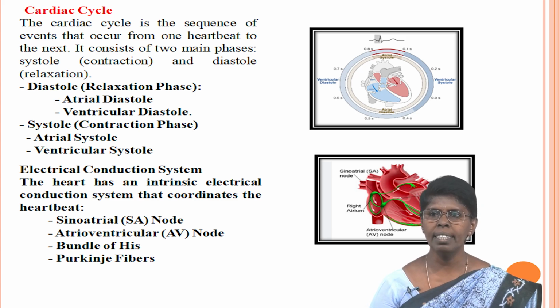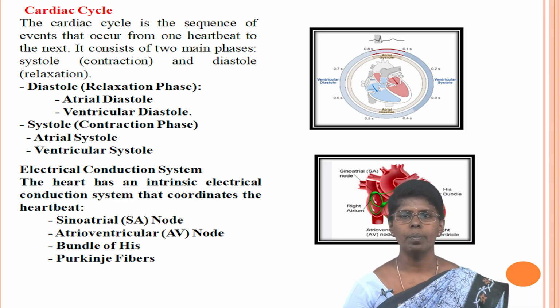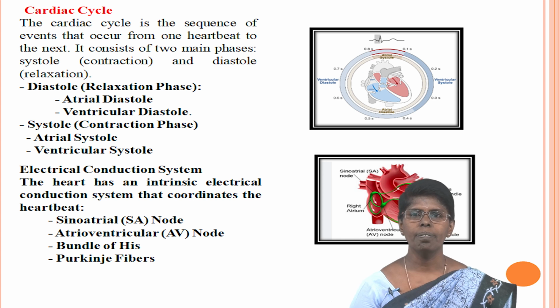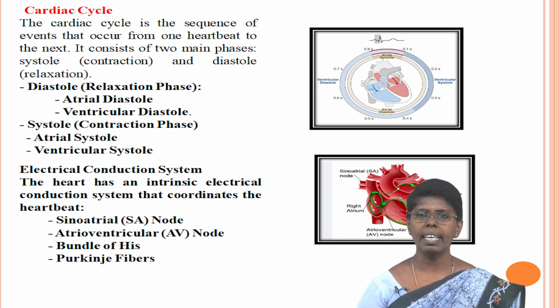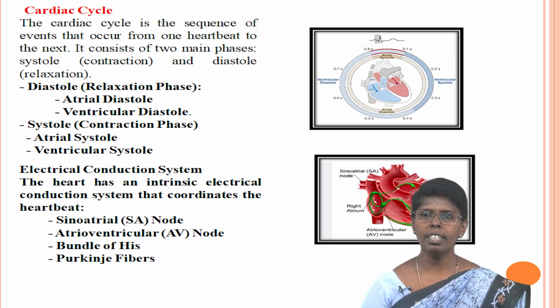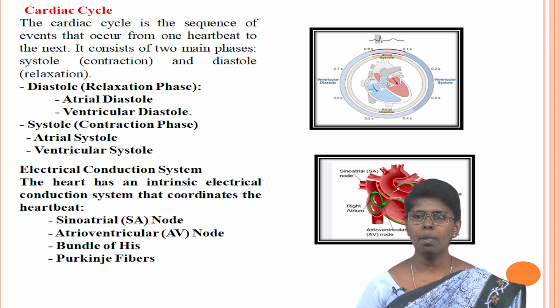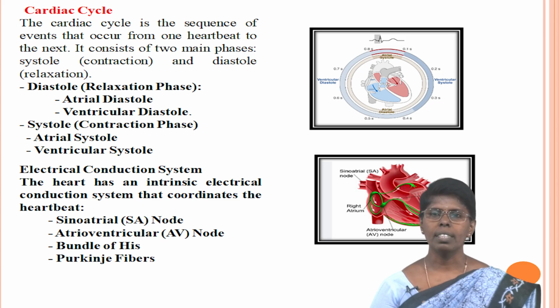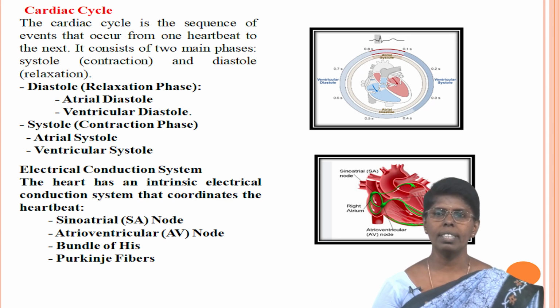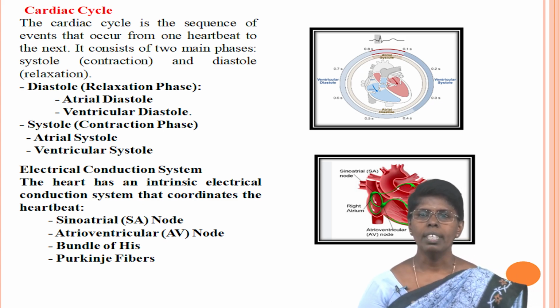The heart has an intrinsic electrical conduction system that coordinates the heartbeat. The sinoatrial node is located in the right atrium. The sinoatrial node is the natural pacemaker of the heart. It generates the electrical impulses that cause the atria to contract, that is, atrial systole.